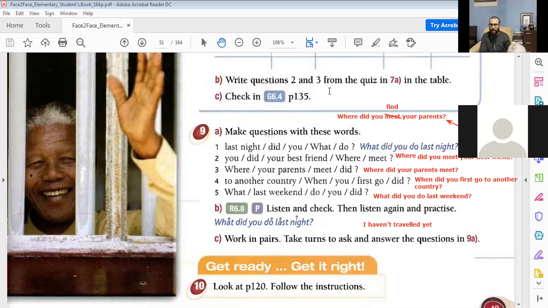She was sick. Good. Next question. Where did you meet your best friend? Okay. I meet my best friend in the park. Is this real? Did you meet her in the park? Yes.